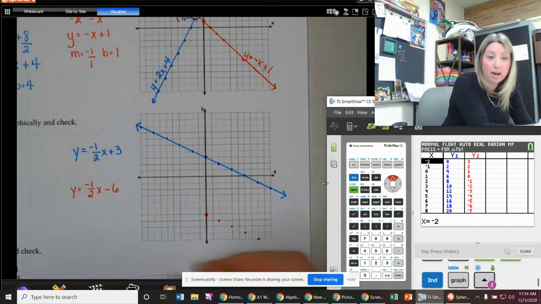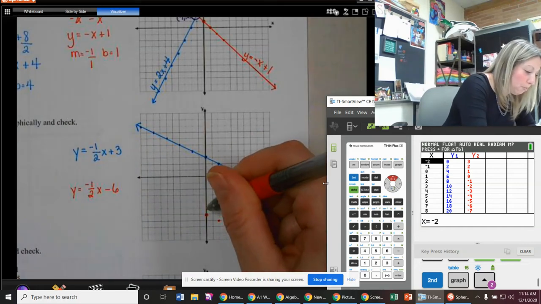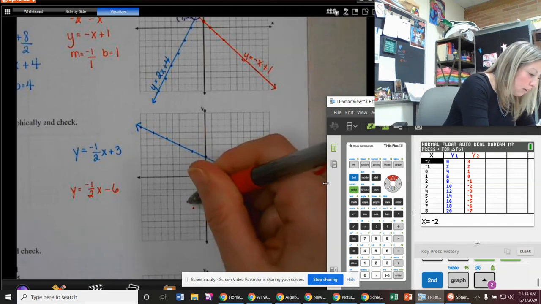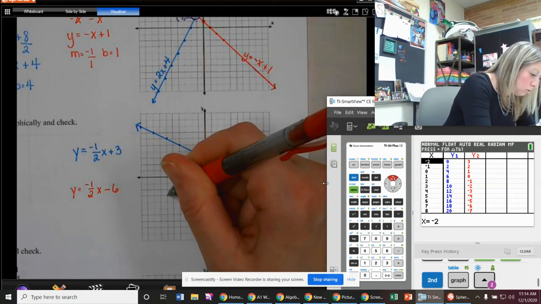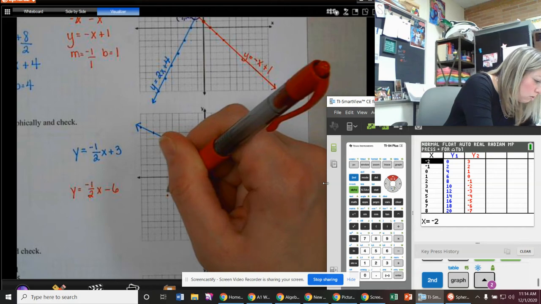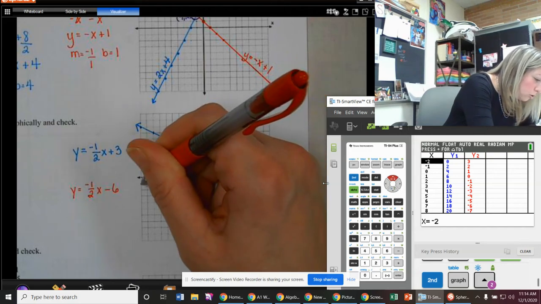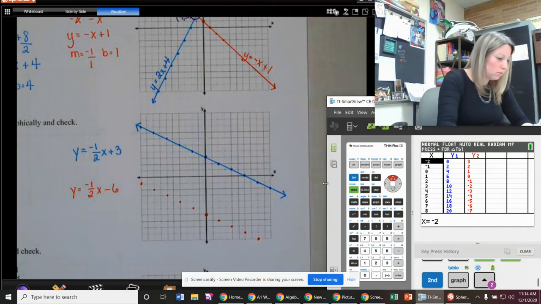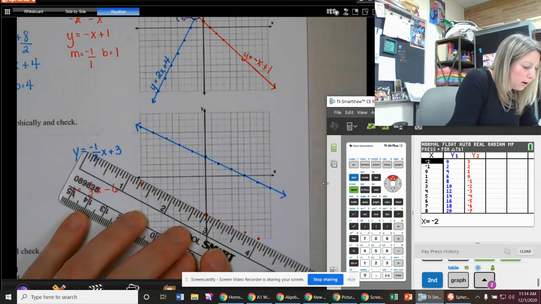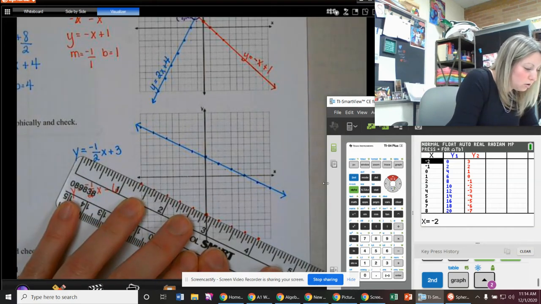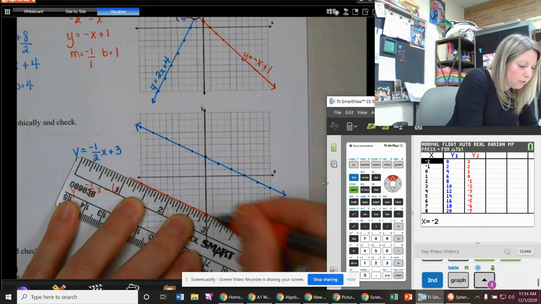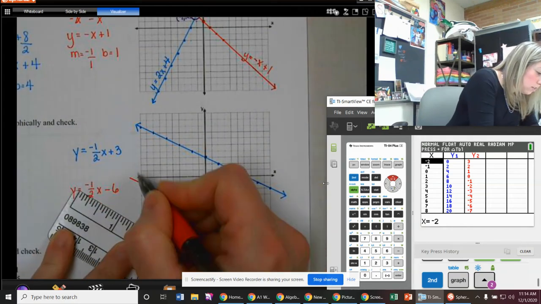Well, okay, let me go back and try up 1, left 2. Up 1, left 2, up 1, left 2. There we go. Up 1, left 2. And then graph. So hold my straight edge up, cover the whole graph, arrows at the end.